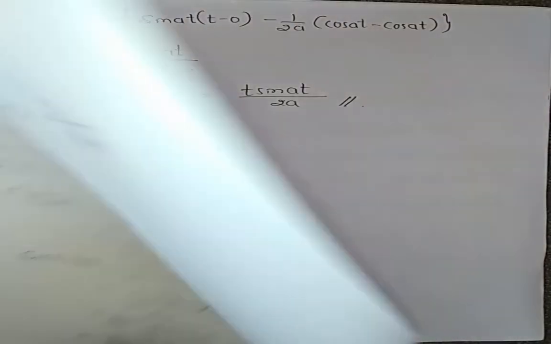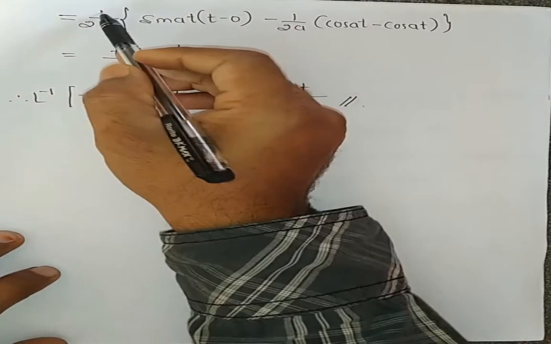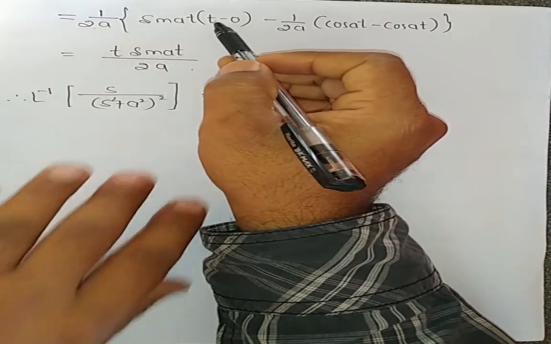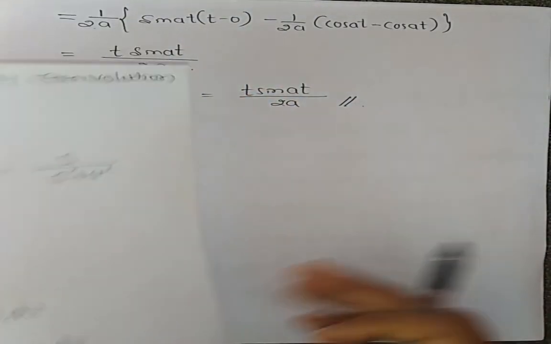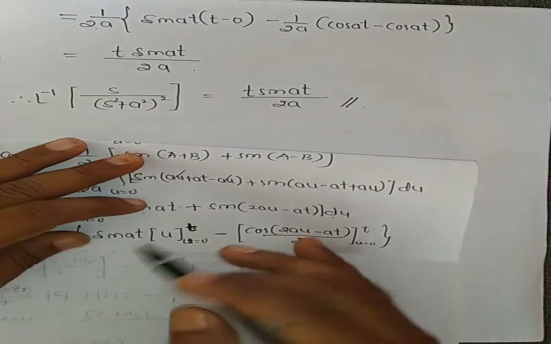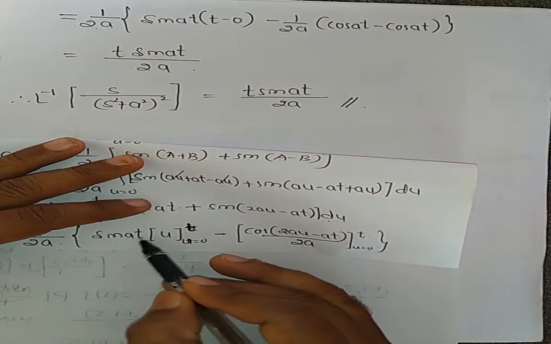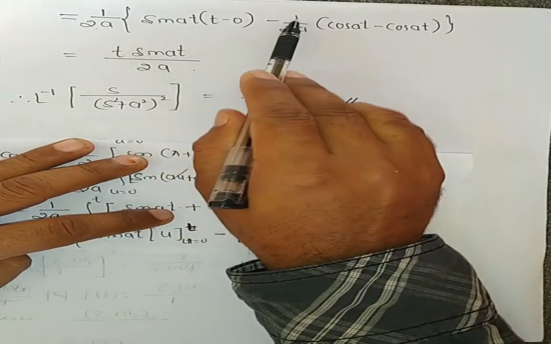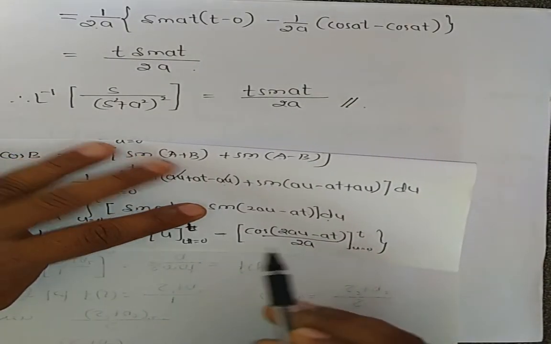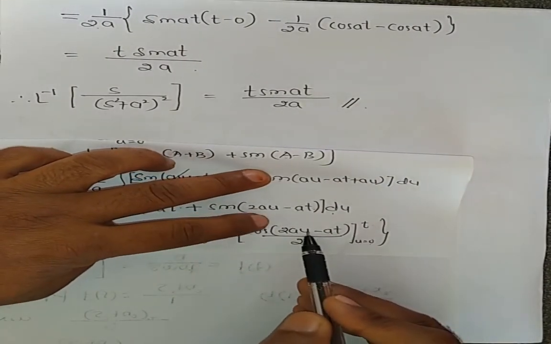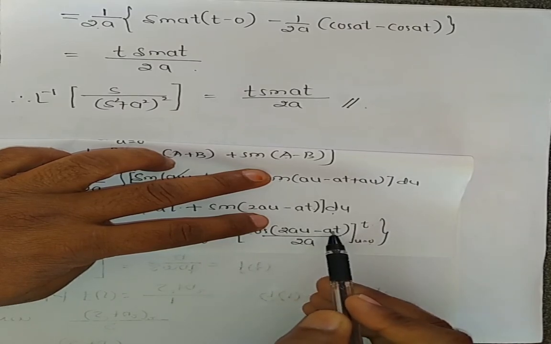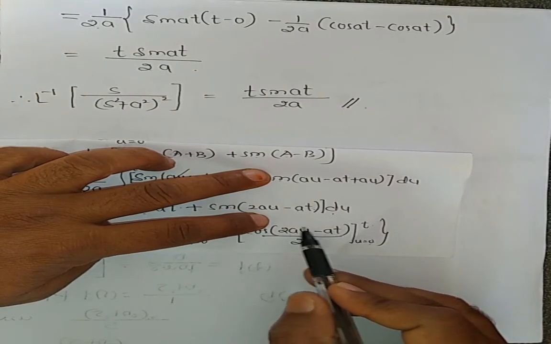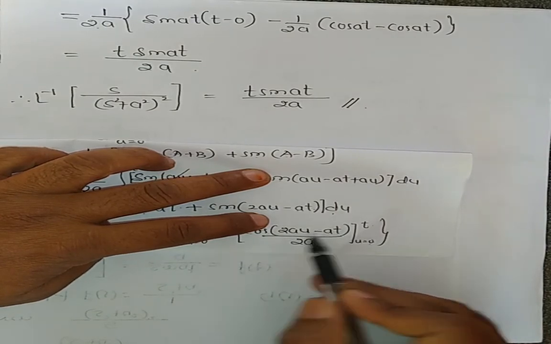Then later on, 1 divided by 2a as it is, apply upper limit minus lower limit. Sin a t as it is, 1 by 2a as it is. Apply upper limit t minus 0, so I have written t minus 0, minus 1 divided by 2a, which I have taken outside, times cos. Wherever u is there, you apply t: 2at minus at is at, so cos at, minus. If you apply 0, wherever u is there, you apply 0, it becomes cos at only.